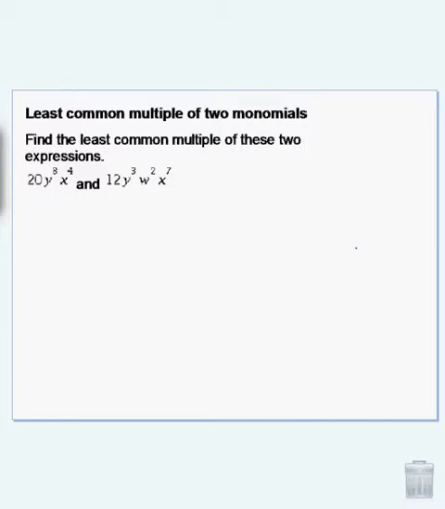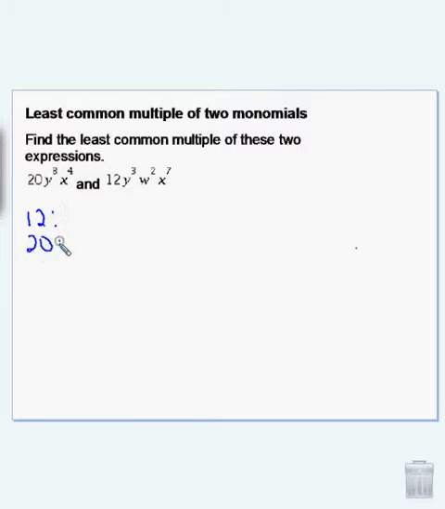We're going to find the least common multiple of two monomials. We have 20y to the 8th, x to the 4th, and 12y to the 3rd, w squared, x to the 7th. First I'm going to look at my two coefficients. I have a 12 and a 20.